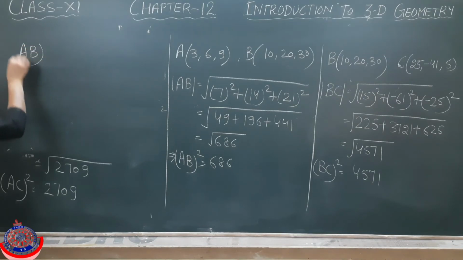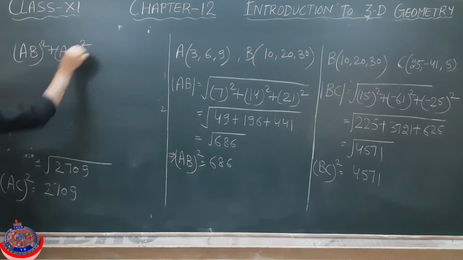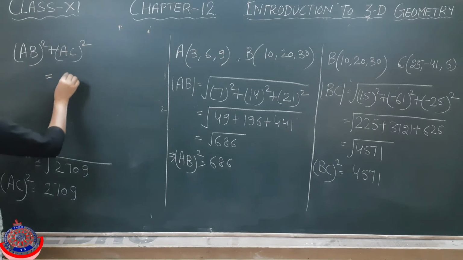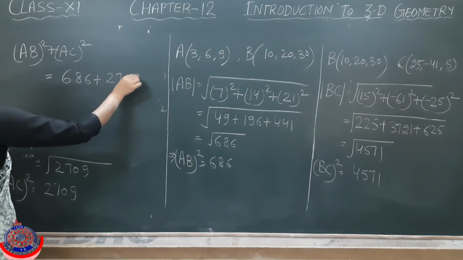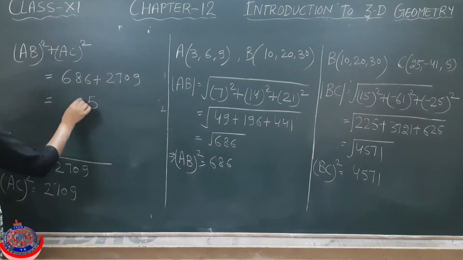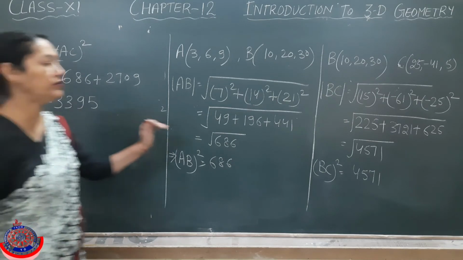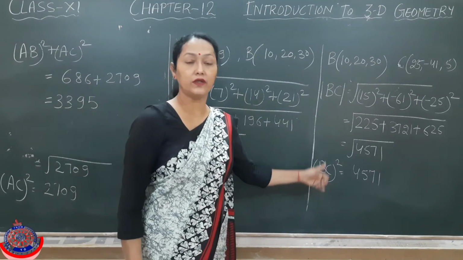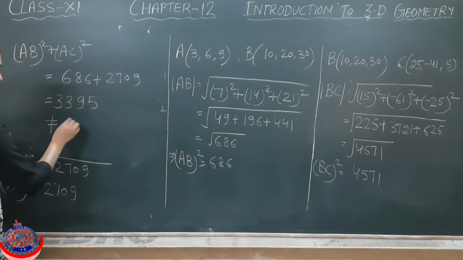If we add AB square and AC square, we are getting 606 plus 2709, and what are we getting? 3395. Is it equal to BC square? Not at all. Not equal to BC square.